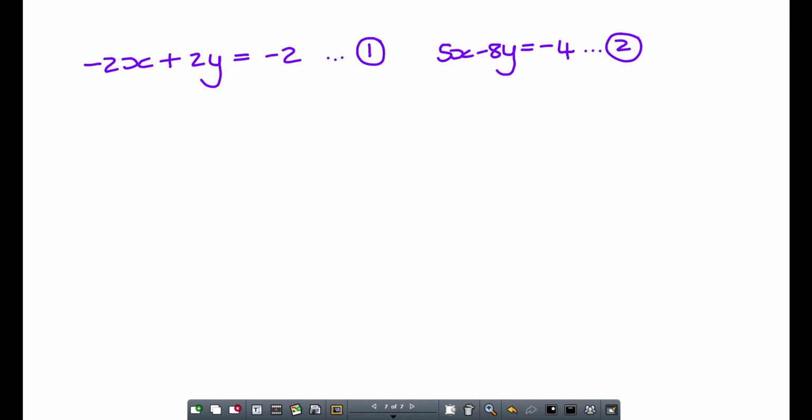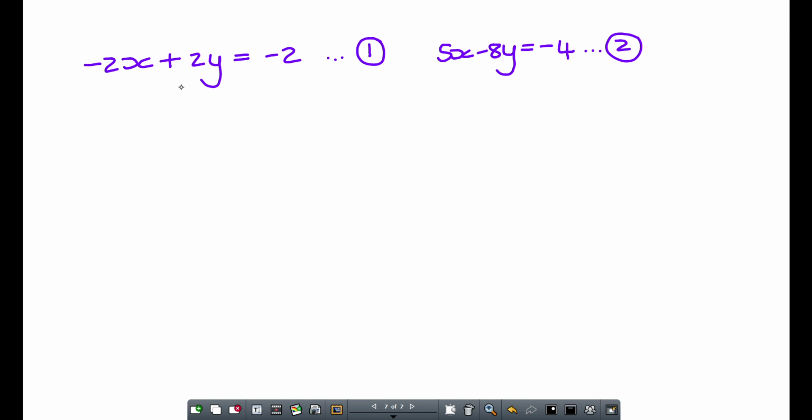Okay, good. So to do this, we want to have either the x's the same or the y's the same. Nee. So kyk gou-gou, hier het ek 'n x van 2 en 'n x van 5. So die naaste getal gaan wees 10. Maar dit gaan beteken ek moet al twee vergelykings gaan maal.